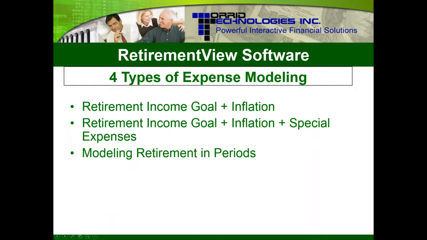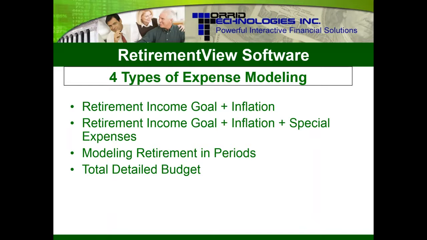Okay, let's go back to our list. So we've looked at the 3 different ways there: retirement income goal and inflation. Then the second way, we can add special expenses and layer those on, either in lump sums or series. Then we can model retirement in periods. That's the one we just looked at. And the fourth way is the total detailed budget.